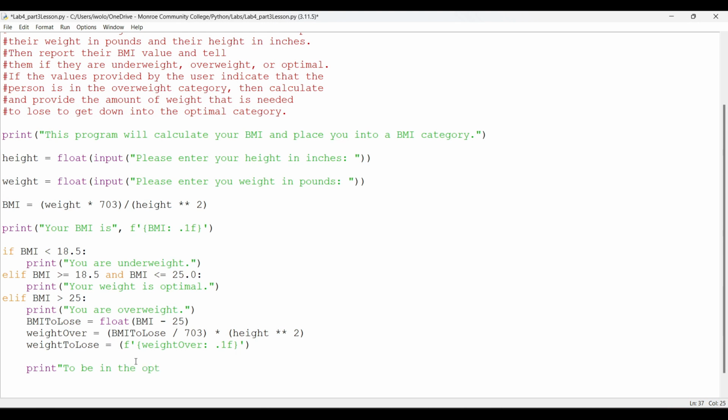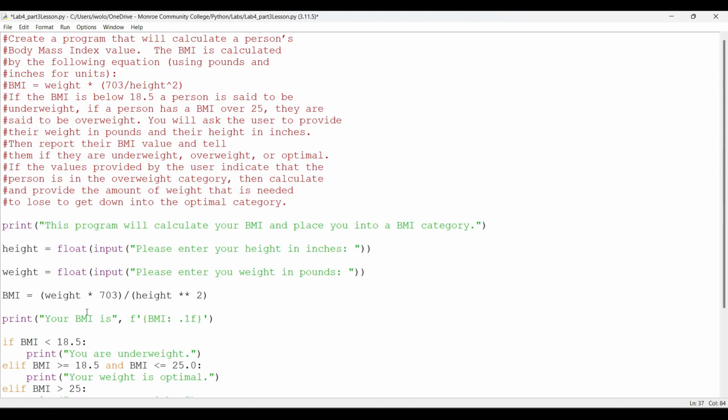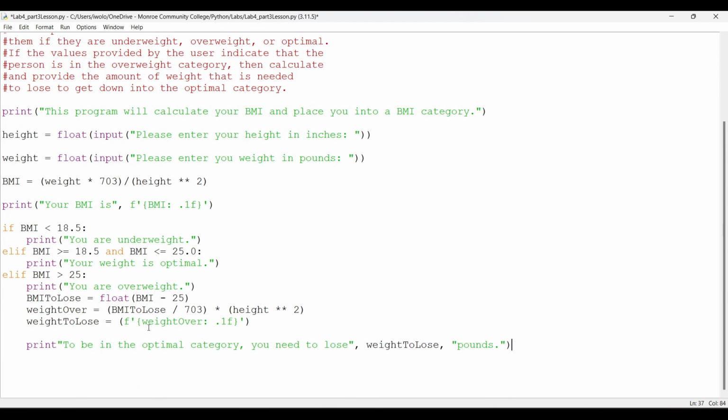All right, so then what we want to do is print to be in the optimal category, comma, you need to lose, and we want to put the weight to lose, pounds. All right, now that should be everything that we need for this program. We told the user, oops, missing that, there we go. So we got the input from the user, we told them what their BMI is, and then we calculated which BMI category they're in, and then if they were overweight, we told them how much weight they need to lose.